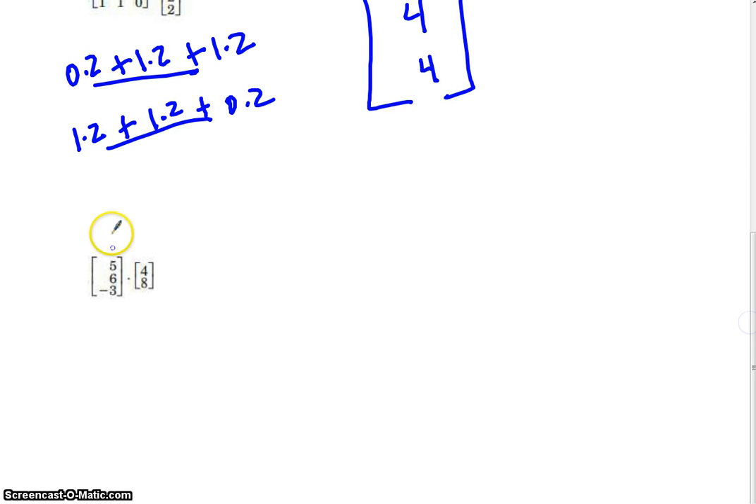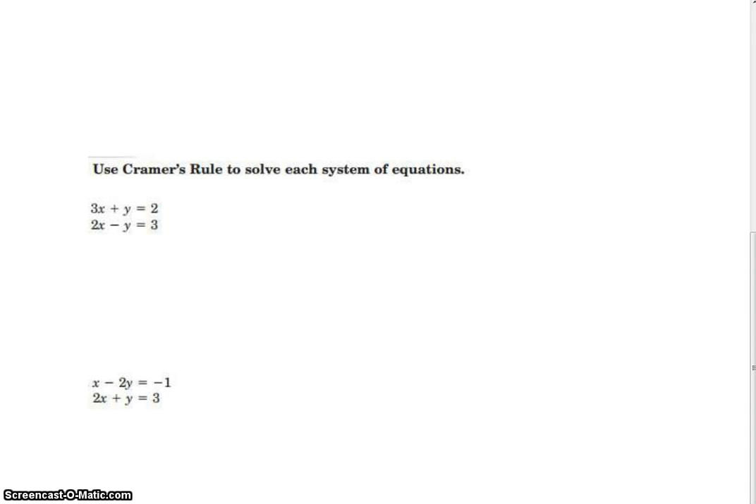Looking at the next one, we have a 3 by 1. We have a 2 by 1. Your 1 and your 2 are not the same. You cannot do this. Remember, your inside numbers must be the same. So you write can't, and you go to the next page.